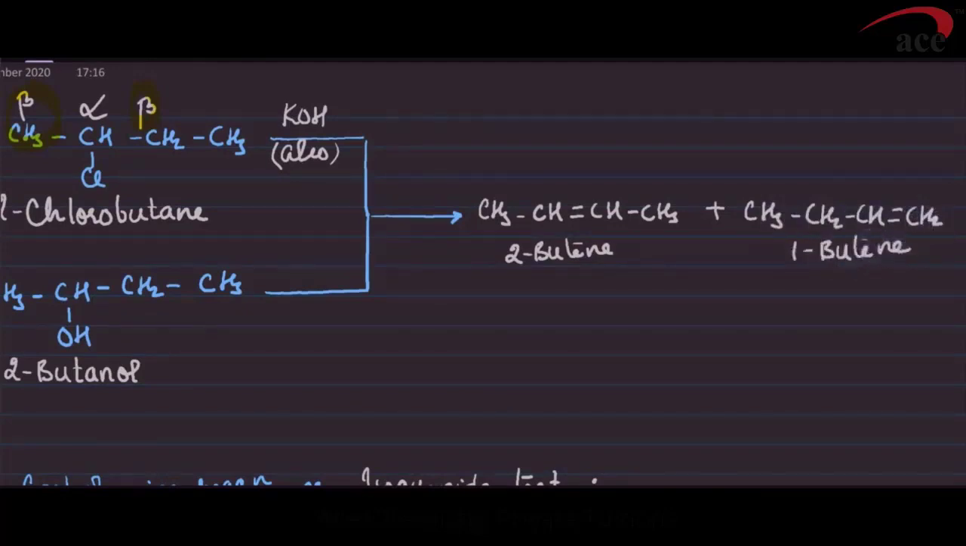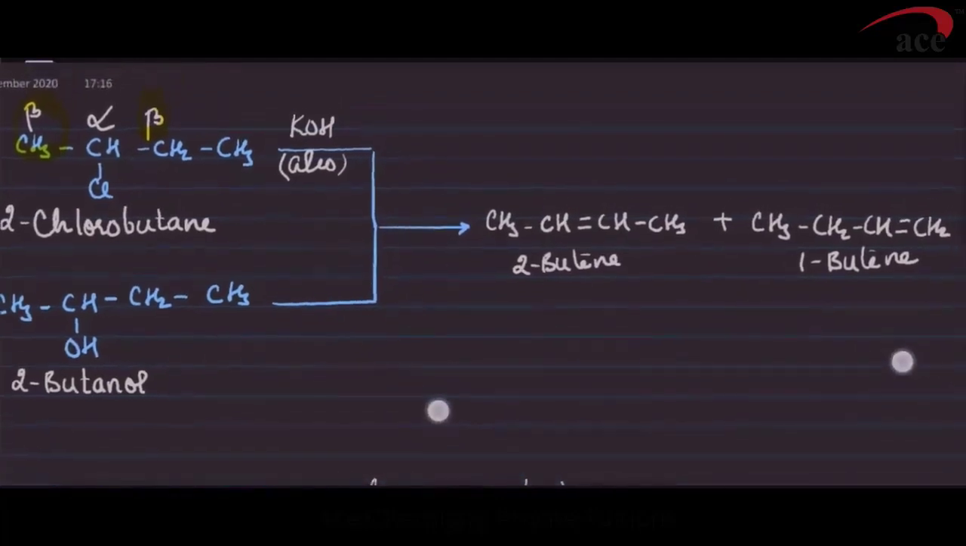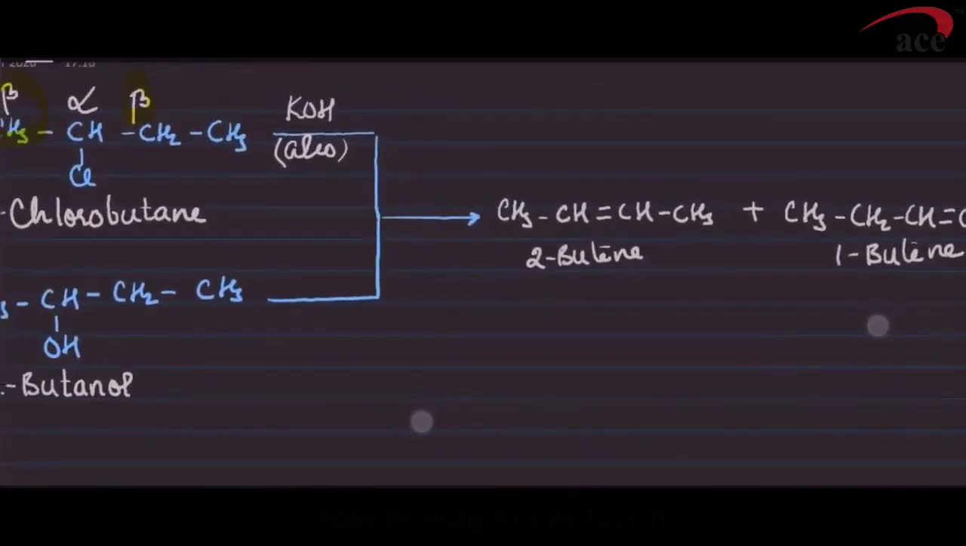So in short, whether it is 2-chlorobutane or 2-bromobutane or 2-iodobutane, if you treat it with alcoholic KOH, generally it is the more substituted alkene that is obtained as the major product. So here 2-butene is the major product, as per Saytzeff's rule.